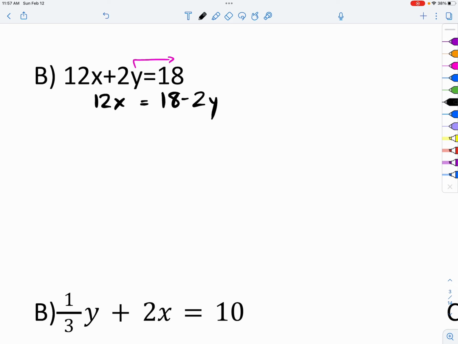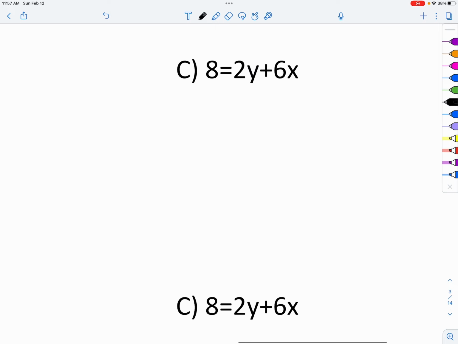Move the plus 2y over, it becomes a minus 2y. And now divide everything by 12. You get 1x, 18 over 12. You can divide 6 from the top and 6 from the bottom. 2 over 12y's, you can divide 2 and 12 by 2.